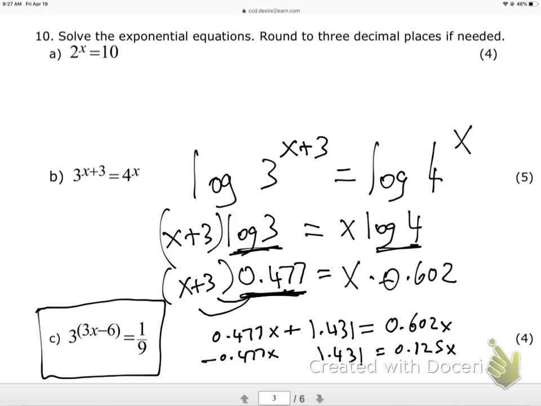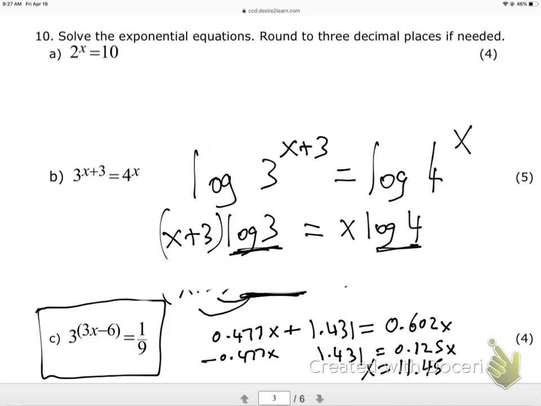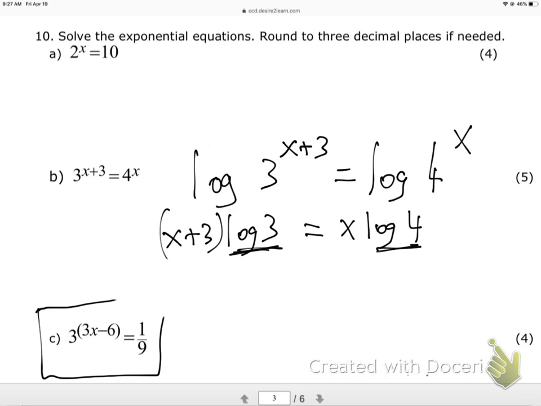If you divide both sides by 0.125, just check on that one, 1.431 divided by 0.125, I get 11.4. So x equals 11.4 thereabouts. Now that is a quick, rough and ready way of doing it. I'm okay with that, but I'll show you the real way, what the books do.